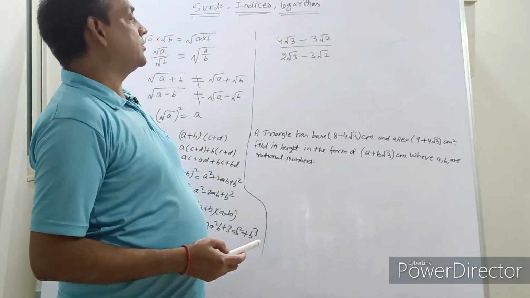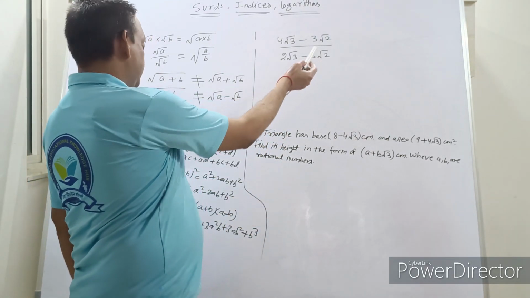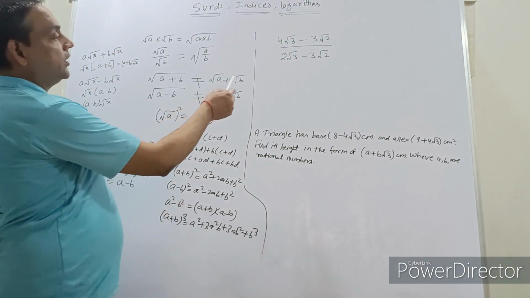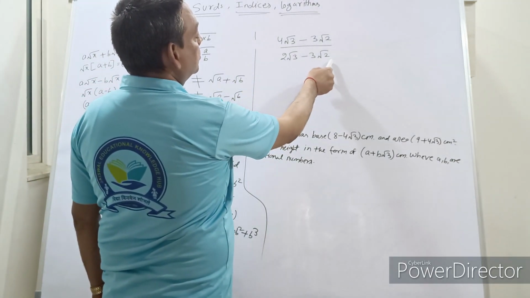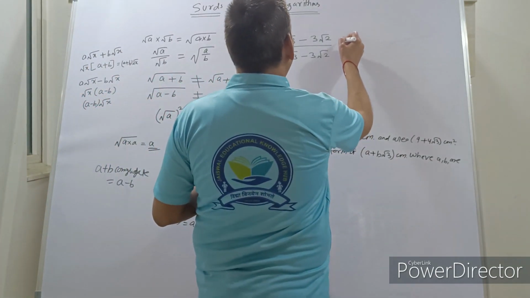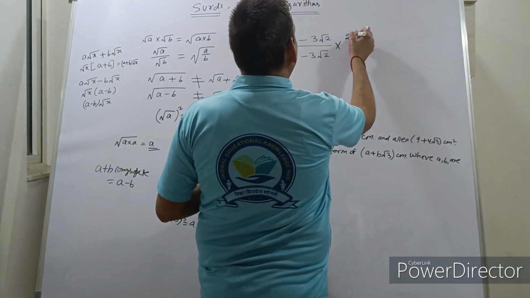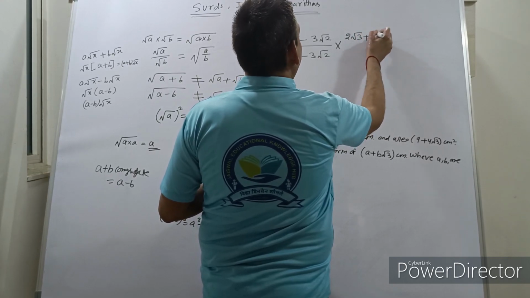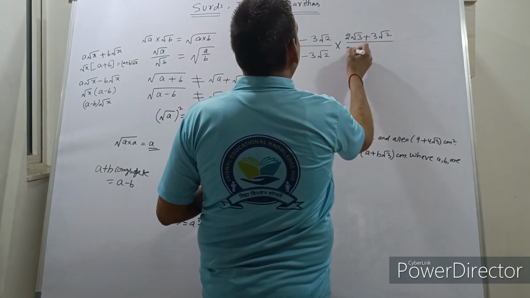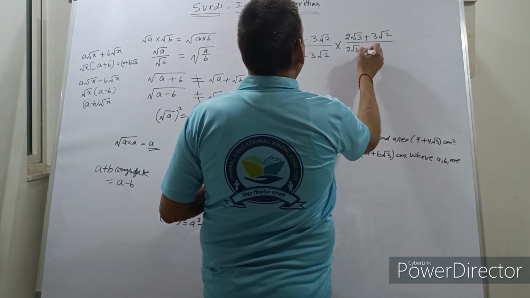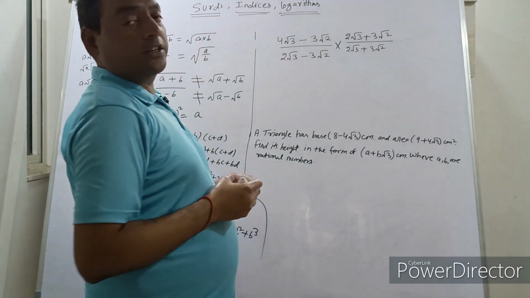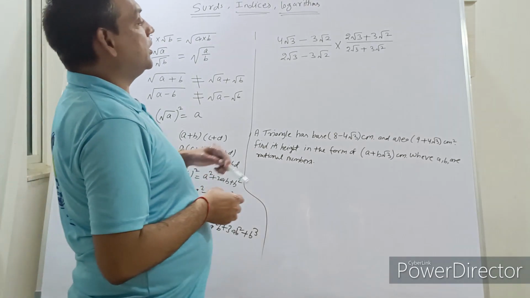rationalize the denominator. So whatever is given in the denominator, the same we did here. We have to find the conjugate of the denominator. So here it is 2 root 3 minus 3 root 2. So we'll take the opposite sign. So we multiply and divide by 2 root 3 plus 3 root 2 upon 2 root 3 plus 3 root 2. Okay, so multiply and divide by the conjugate of the denominator.